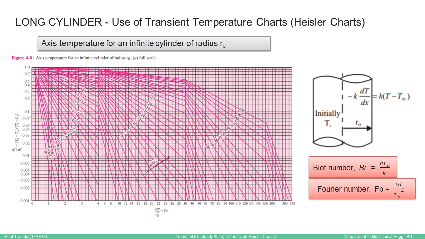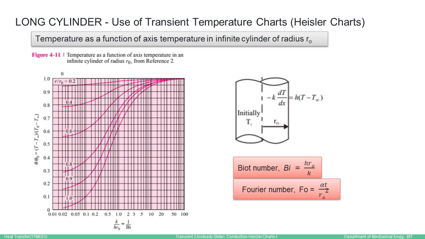On the other hand, if the centerline temperature is given and you are expected to find the time taken for reaching that centerline temperature, you can go with the value of theta naught by theta I and the Biot number and find the corresponding value on the x coordinate, which gives you the Fourier number. Since Fourier number is alpha t divided by r0 square, you can find the time taken to reach the centerline temperature.